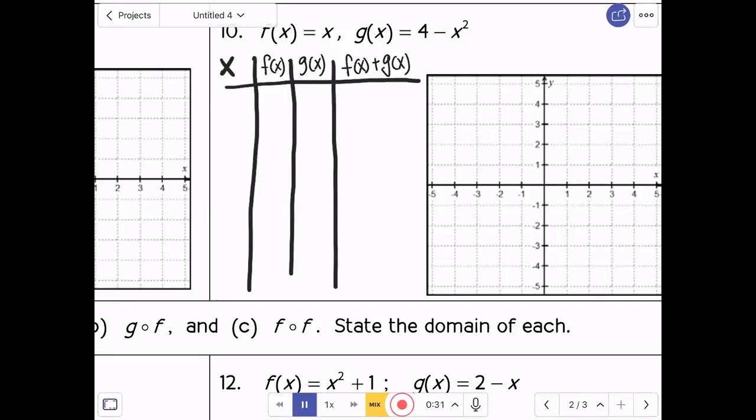I choose to have -2, -1, 0, 1, 2. So I picked 5 numbers to plot the points on the graph. Now let's find the value of f of x. f of x is equal to x. Therefore, when x is -2, f of x will be -2. And when x is -1, -1, and 0, 1, 2. So those are the values of f of x.